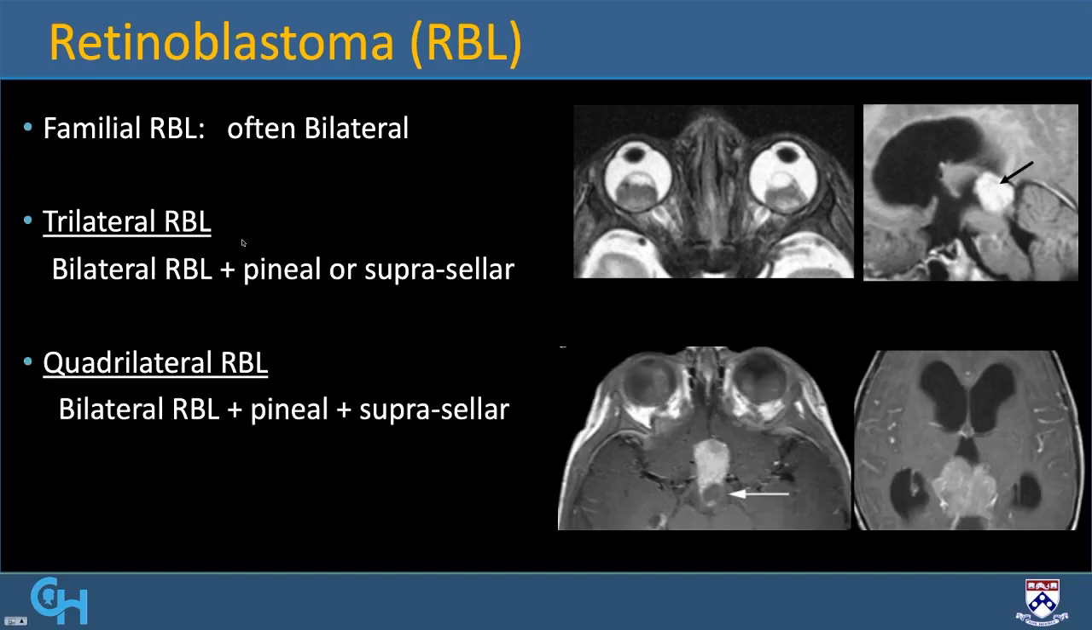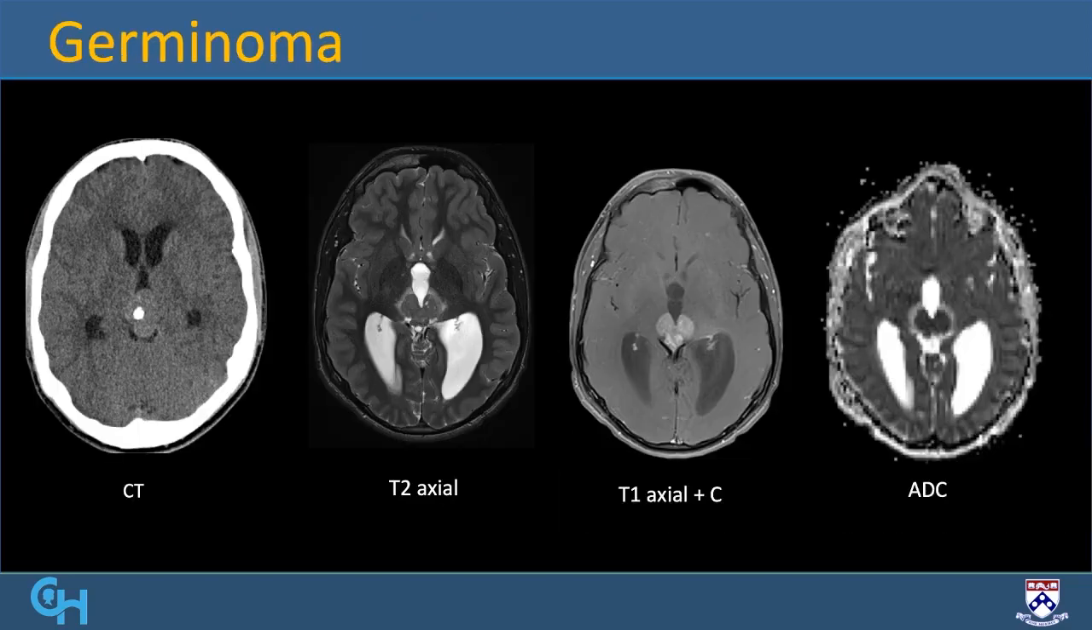there is another entity called the quadrilateral retinoblastoma. When you have bilateral retinoblastomas, you have a pineal region mass, which is the pineoblastoma, along with a suprasellar mass. And when you have these together, that is a quadrilateral retinoblastoma. For some reason unknown to me, this question of trilateral and quadrilateral retinoblastoma is a favorite on the exams and all the board exams. So please remember that association.